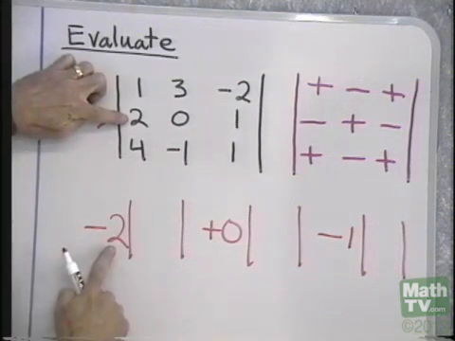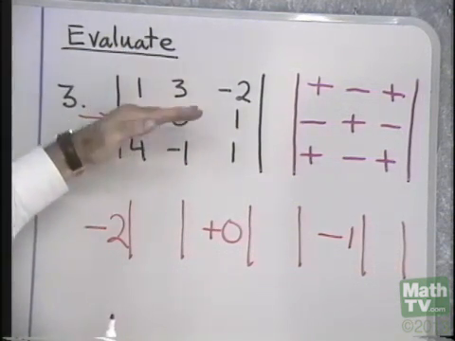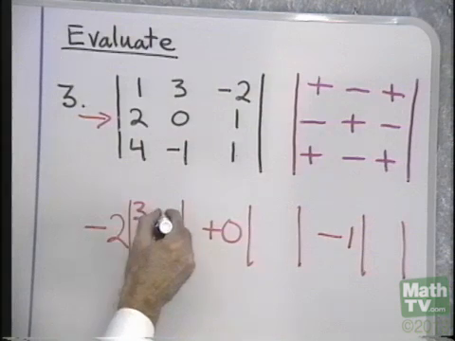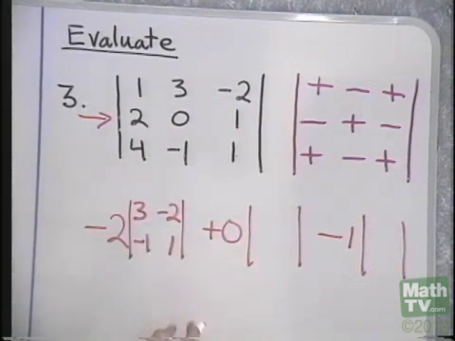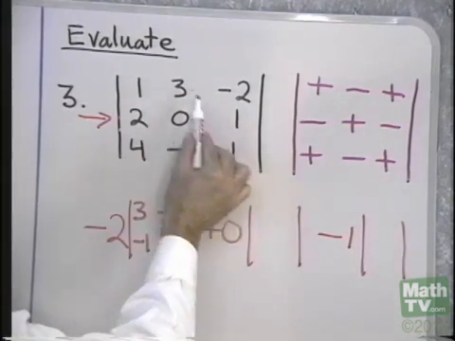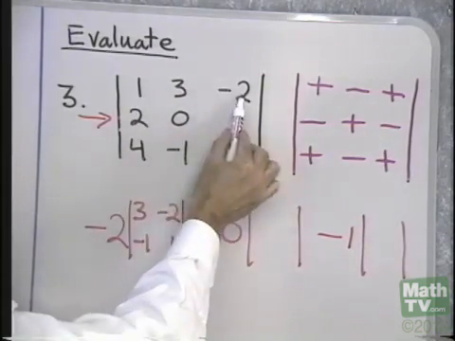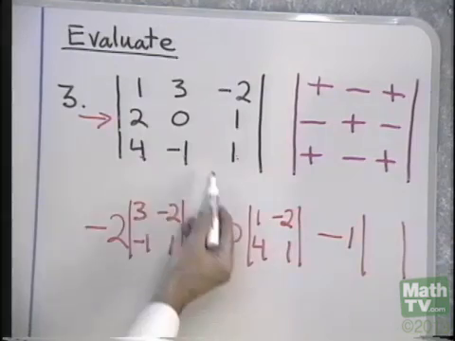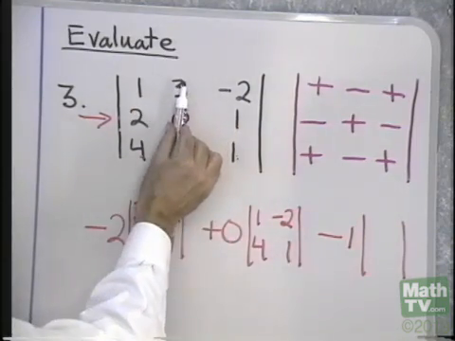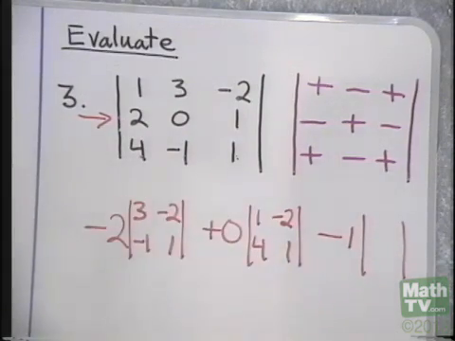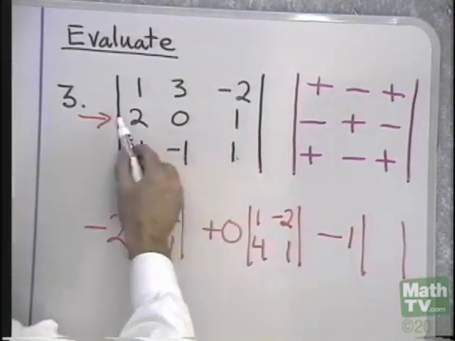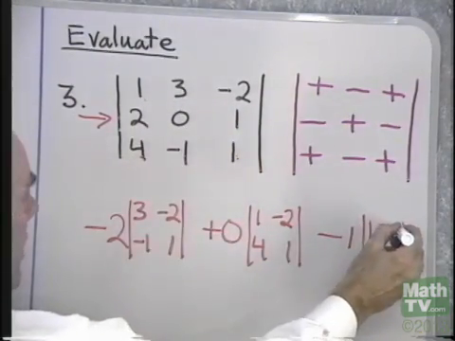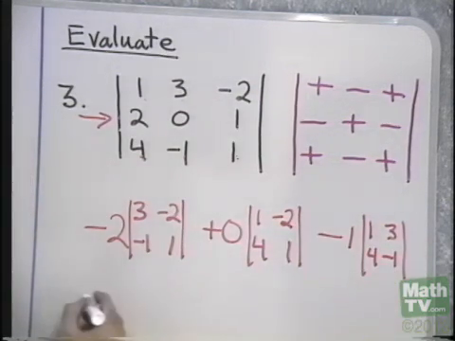So when it comes to this number right here, I cross out that row and that column. The determinant that's left is 3, negative 2, negative 1, 1. I go to this element right here. I cross out that row and that column. What's left is 1, negative 2, 4, 1. Again, that's this element right here, 0. I cross out the row and column that it's in and look at the determinant that's left. Now I go to the last element, which is 1. I cross out the row and column that it's in. What's left is 1, 3, 4, negative 1.